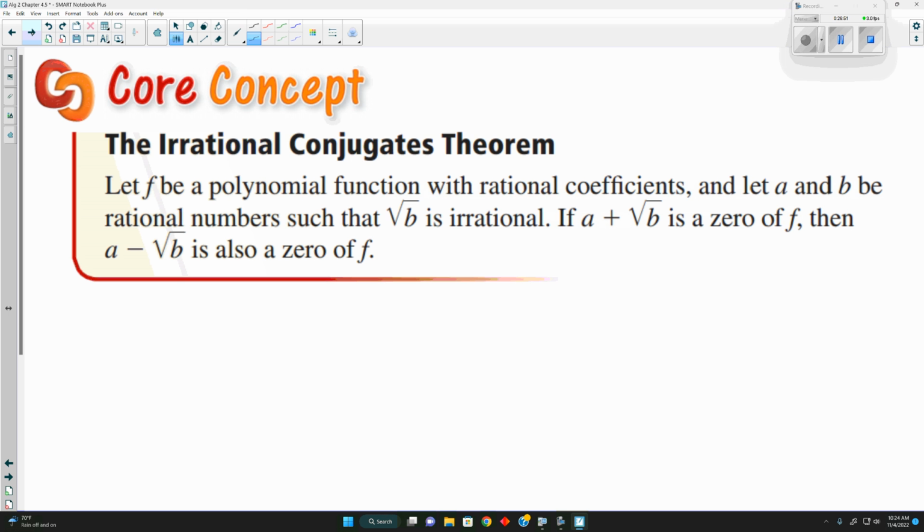And especially if the numbers are nice numbers, if it's 1, 2, 1 or negative 2, do it. Do the synthetic division and go from there. Okay? Now, the last thing we're talking about is the irrational conjugates theorem.